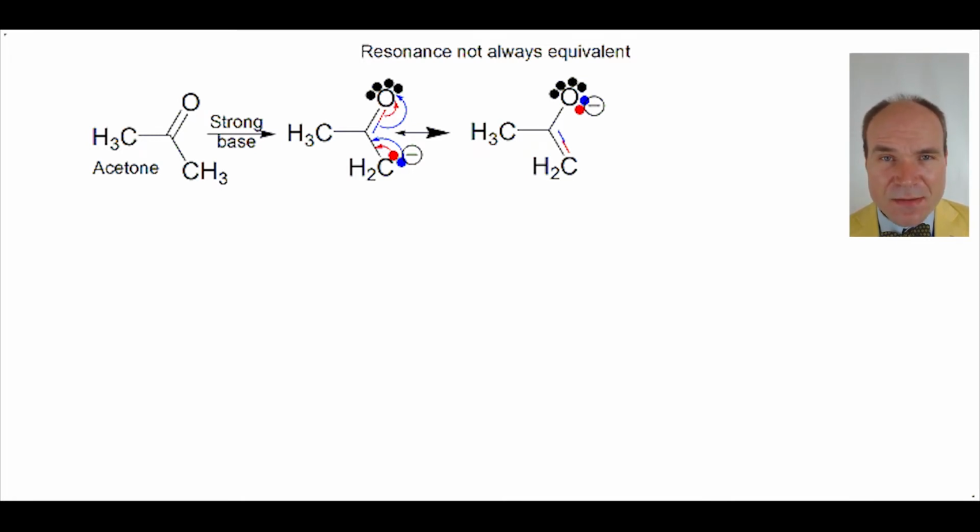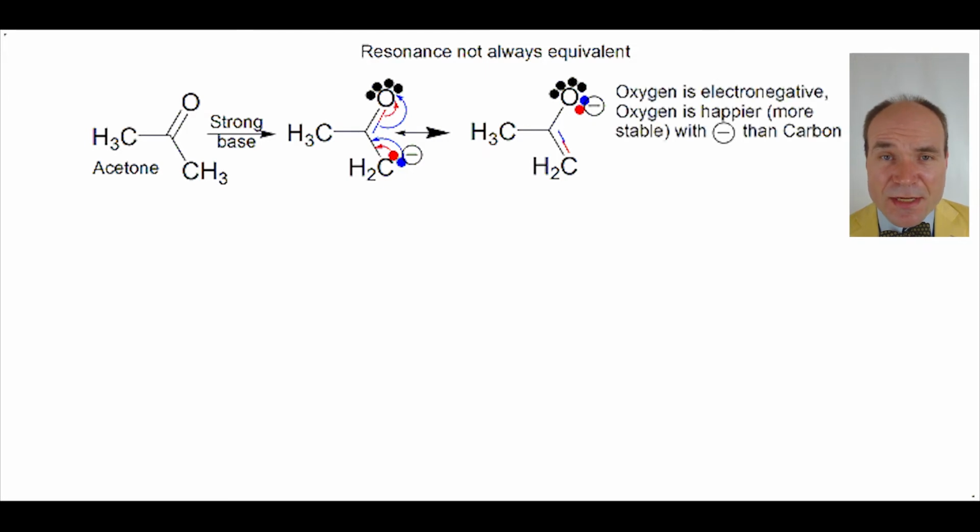Why is this? Well, we've just got to recall electronegativity. So oxygen is a more electronegative atom than carbon, and so when there's a negative charge on oxygen, it's more stable as a result.